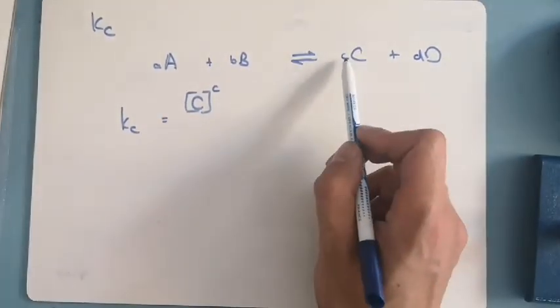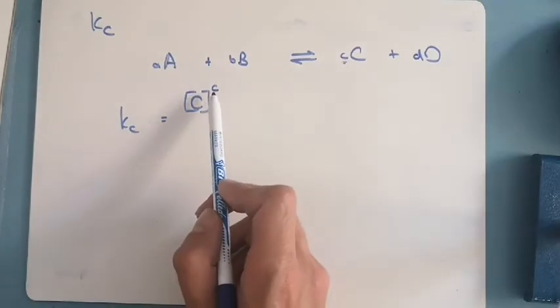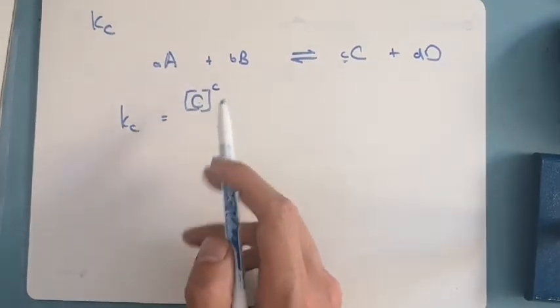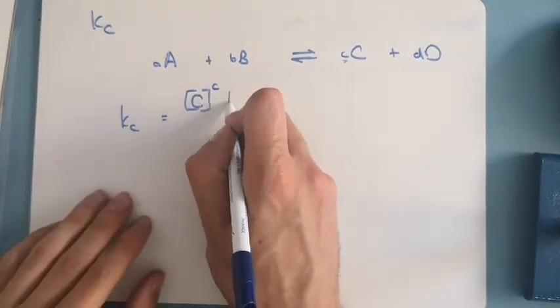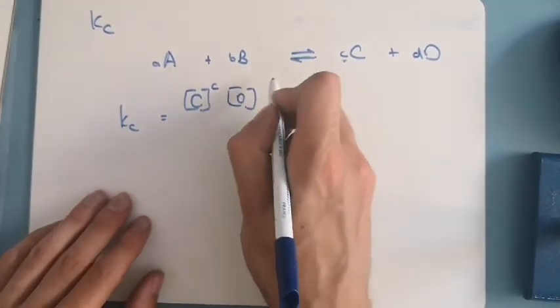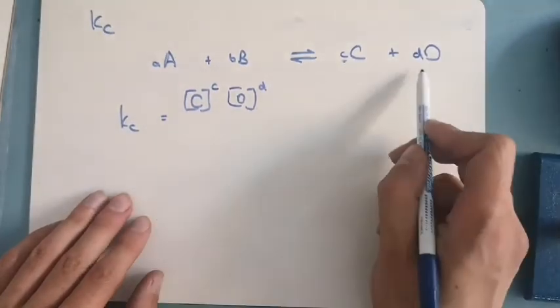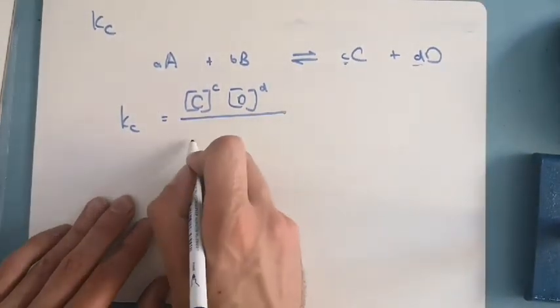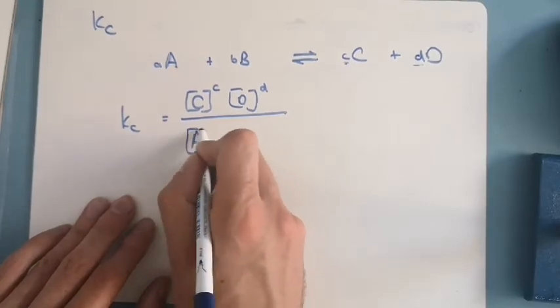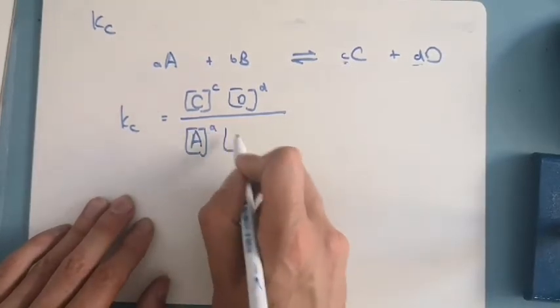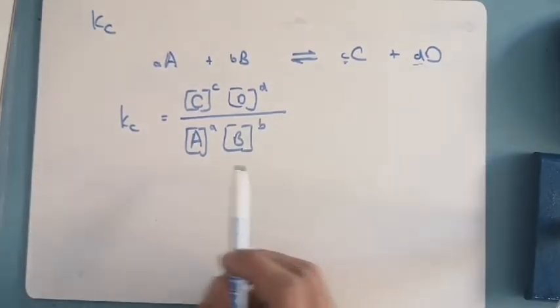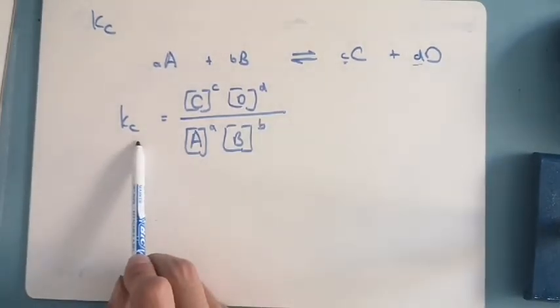So if the balancing number beforehand was 2, you'd square it over here. If it was 1, you'd do nothing, you just keep that number as it was. And that's going to be multiplied by the concentration of D to the power of whatever the balancing number is in front of D. This is then divided by the concentration of A to the power a, and the concentration of B to the power b. And that gives us a value for Kc.